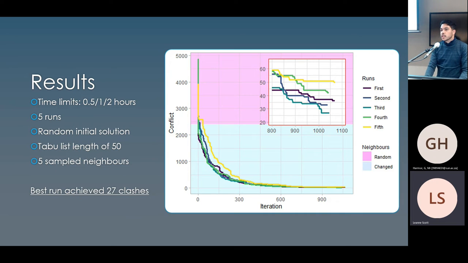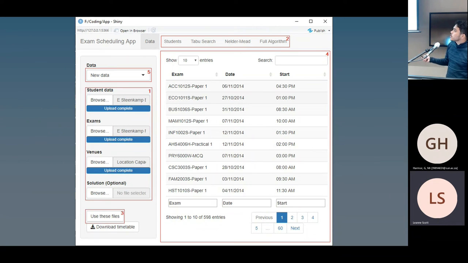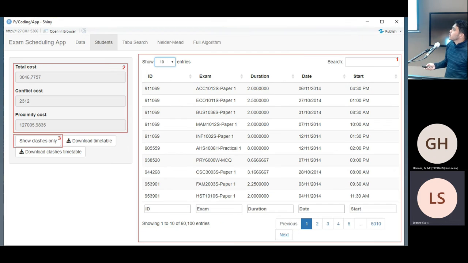To put that in context, the provisional timetable had 307 clashes. So if the examinations office took anything longer than 2 hours to create that solution, I've already shown that it's worthwhile to look at this. And then I packaged it all into an app.